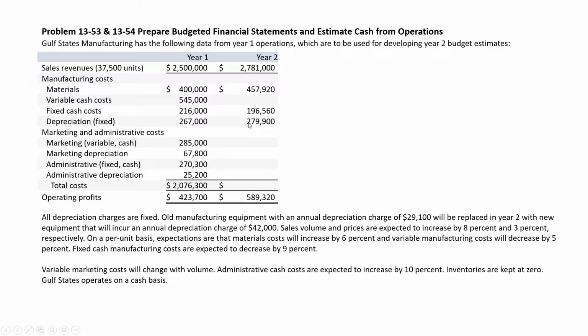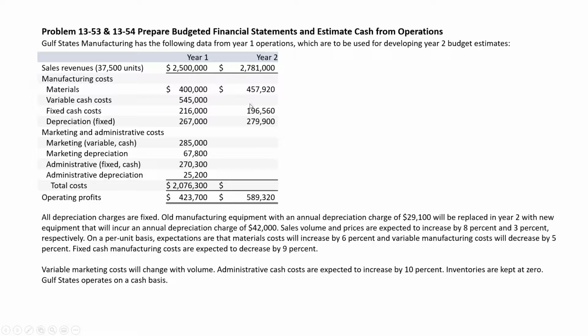The second part of the problem asks us to estimate cash from operations. Now, many of these numbers I just carry over, like sales revenue, because they don't tell us anything different of being collected into different periods. So, whatever my sales are, 2,781,000, that's my expected cash receipts because I'm given no other policy. Most of them we just slide over, given no other policy.